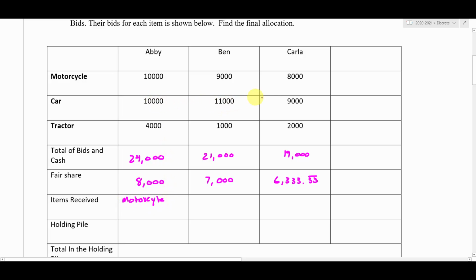Then we look through the bids for the car. Ben had the highest bid, so Ben would get the car. And then we look through the tractor, and the highest bid on the tractor was $4,000, which was with Abby, so Abby will get the tractor as well. Carla will receive no items.